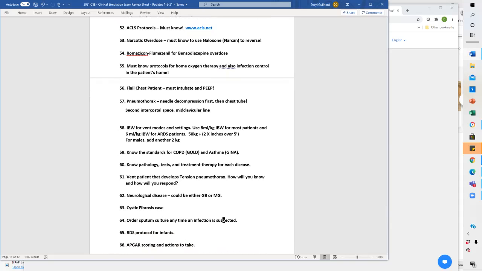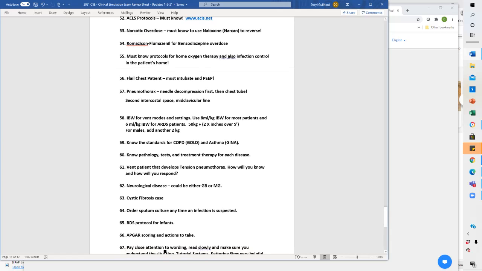Order a sputum culture. Anytime an infection is suspected, if they give you any hint, like a fever, an elevated white count, yellow sputum, something like that, then definitely go ahead and order a sputum culture. That's how we're going to find out what bug is causing the infection.